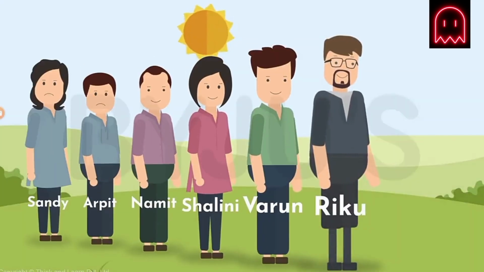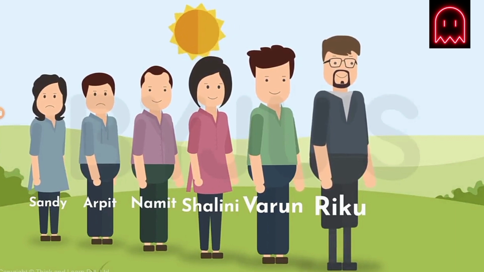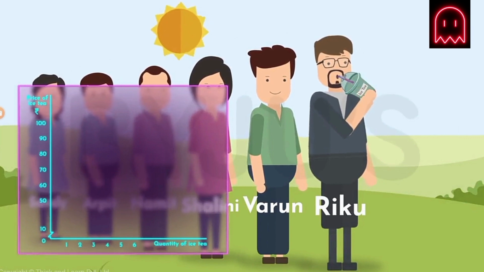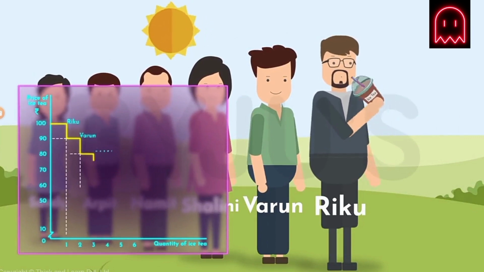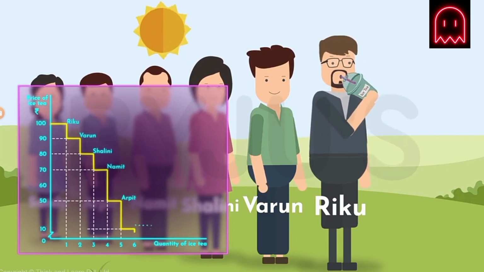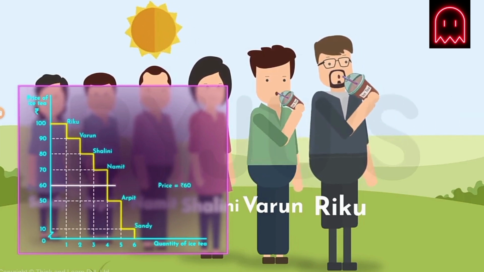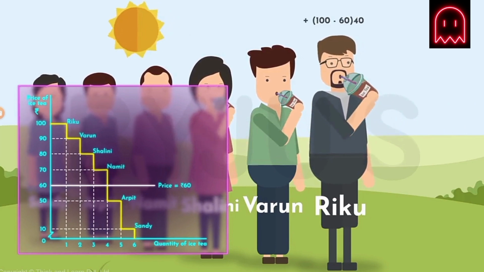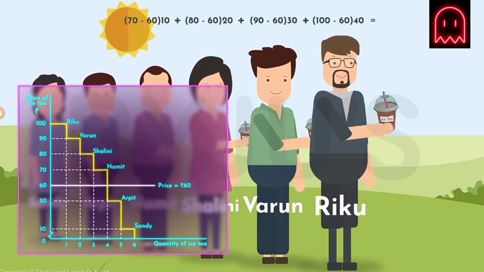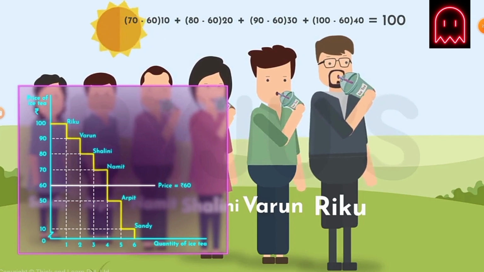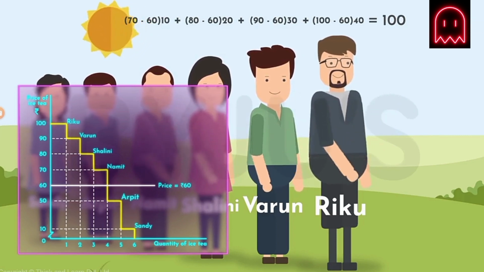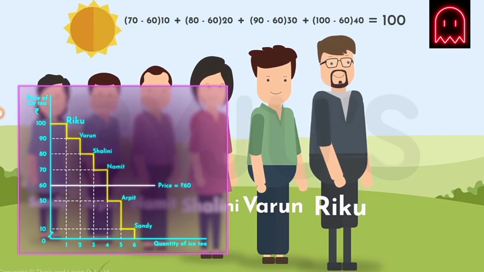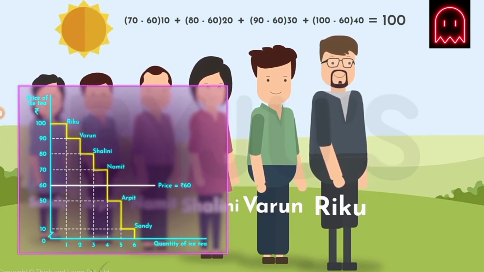Let's say there were some more other people who wanted to drink the iced tea and each had a different willingness to pay for it. If we track all those, we get this table. Now, the total consumer surplus for all of us would be the sum of the individual consumer surpluses achieved by me, Varun, Shalini and Namit. Rupees 40 plus rupees 30 plus rupees 20 plus rupees 10, that is 100 rupees. Why are we not adding Arpit and Sandy here? Because they do not buy the iced tea at a price of rupees 60 and hence receive no consumer surplus.